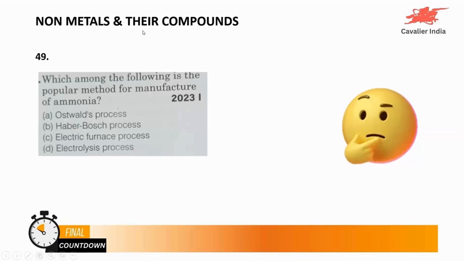Next, which among the following is the popular method for manufacturing of ammonia? Ostwald process, Haber-Bosch process, electric furnace process, electrolysis process. Which is the right answer for the popular method for the manufacturing of ammonia? Yeah, right. Haber-Bosch process. Very good. Ostwald process is different. Electric furnace process and electrolysis process are not. Haber-Bosch process is the method, where nitrogen and hydrogen combine to form ammonia.